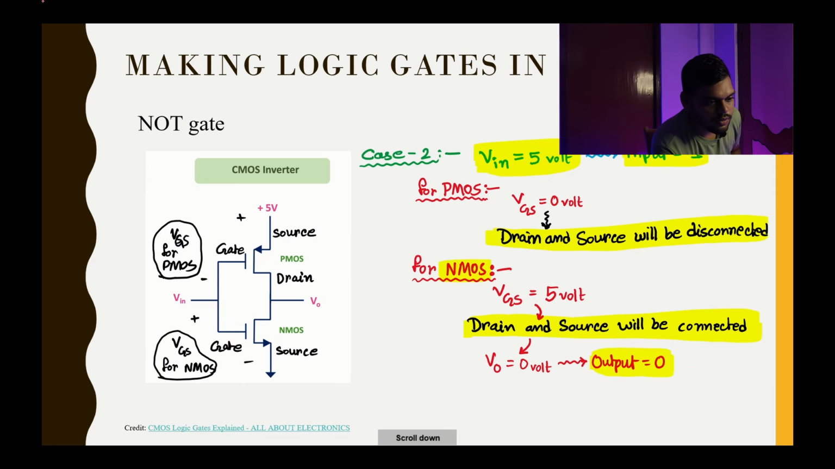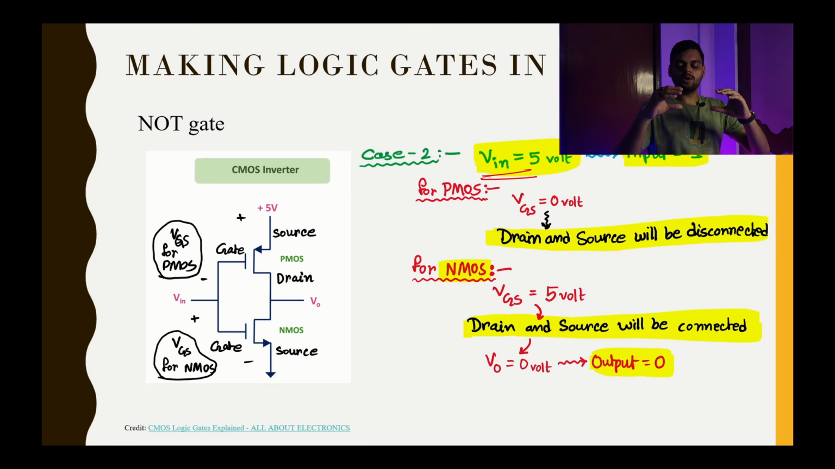Now we have input voltage as 5 volt. When we introduce input voltage as 5 volt for the PMOS, the input voltage is 5 volt at the gate and the source voltage is also 5 volt. So there is no voltage difference between the gate and source. In this scenario, the drain and the source will be disconnected in case of PMOS.